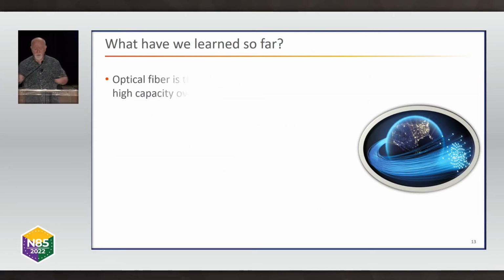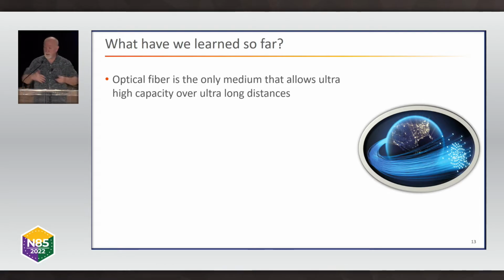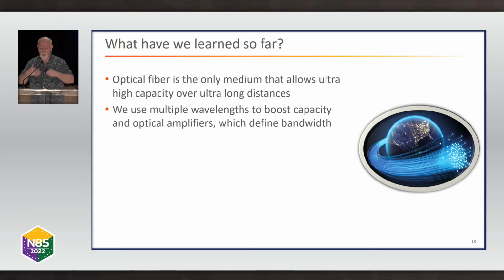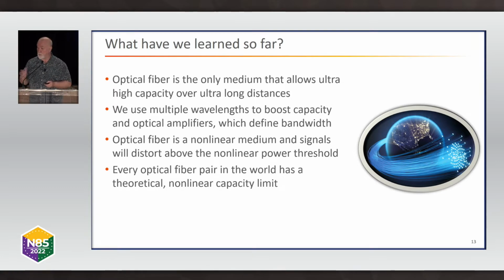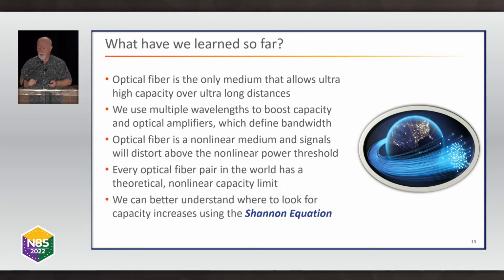So what have we learned so far? Optical fiber is the only medium that we know that allows ultra-high capacity over long distances. We use multiple wavelengths to boost capacity. Optical fiber is a nonlinear medium, and signals will distort if we exceed certain power levels. And every optical fiber in the world has its own theoretical nonlinear capacity limit. We can better understand where to look for the best return using the Shannon equation.